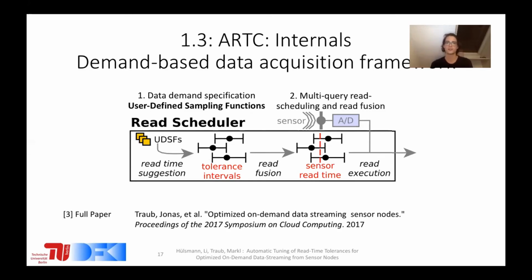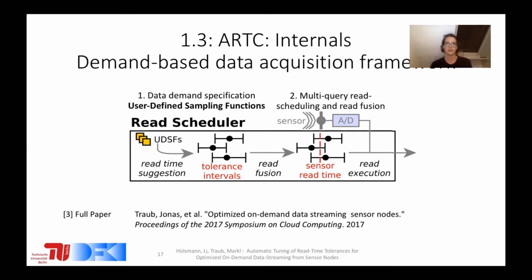They define a so-called user-defined sampling function, which the user can implement to specify a query's data demand. The user-defined sampling functions enable the sensor device to iteratively suggest the next read time in accordance with the query's requirements. Secondly, they present a solution for sharing reads and transmissions among queries by contributing a multi-query read scheduling algorithm executed on the sensor device. It uses individual read time suggestions of the deployed queries to then schedule a single read that serves multiple queries.